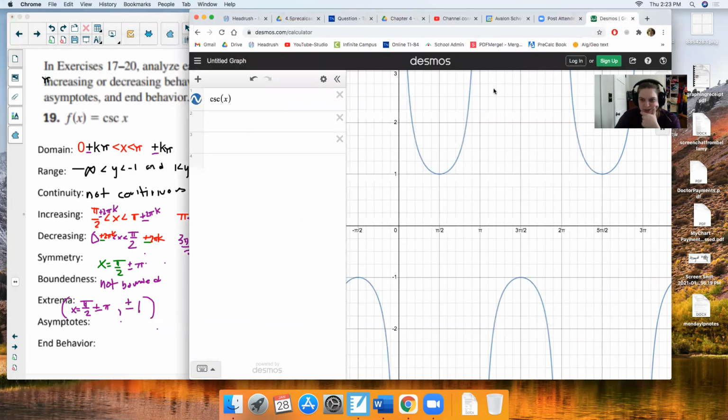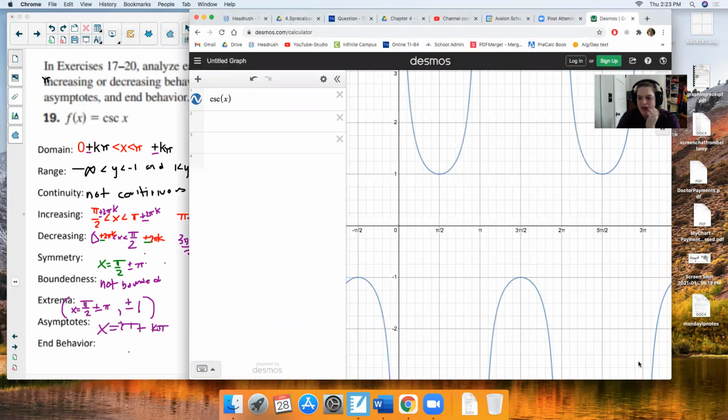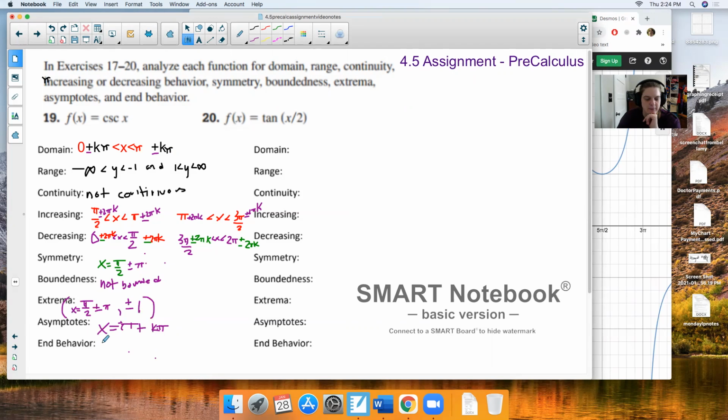Our asymptotes are going to be here at pi and then every pi after that. So we're going to have x equals pi and then plus k pi. So it's whatever value of k, pi is after that. And then our end behavior, weirdly enough, does not exist, because that would mean that the end, which it doesn't because it repeats, would end up going towards something. But we're going to write DNE, which actually means does not exist.